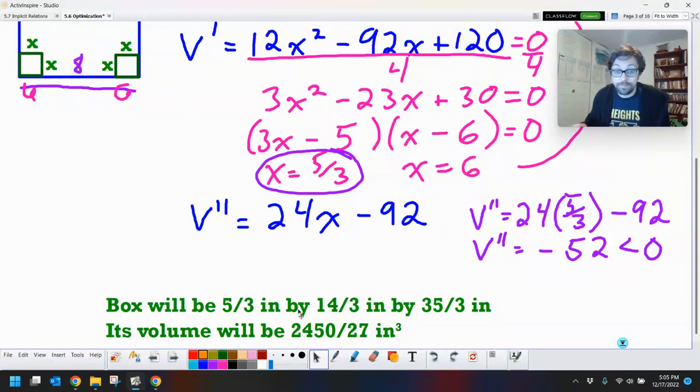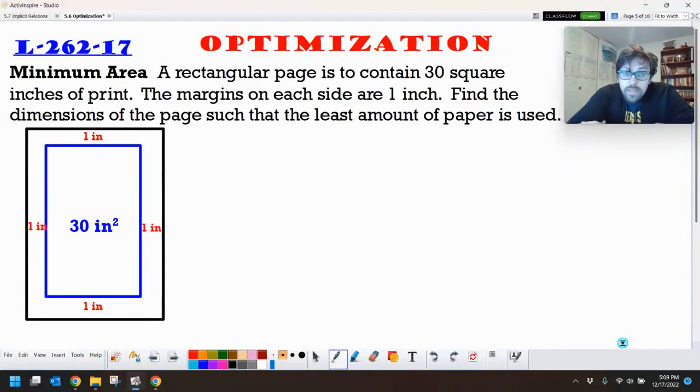And that's it. Done. In this example, we're looking for a minimum area. We've got this paper. We've got 30 square inches to print on, and it's a rectangular paper, and there's a 1-inch margin. How little can we make the paper? Okay. So we've got to figure out what this thing's area is.